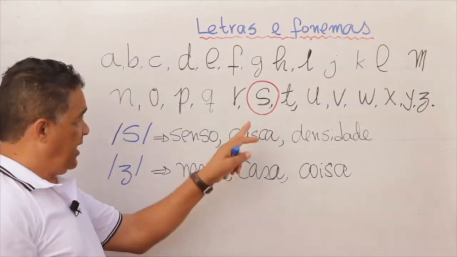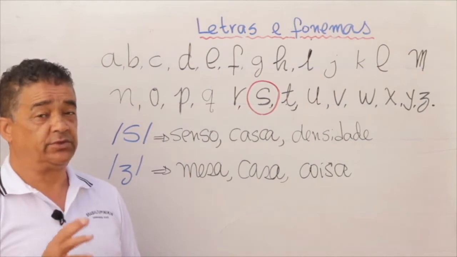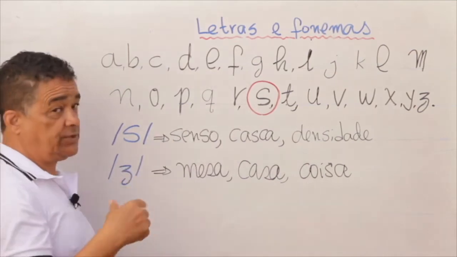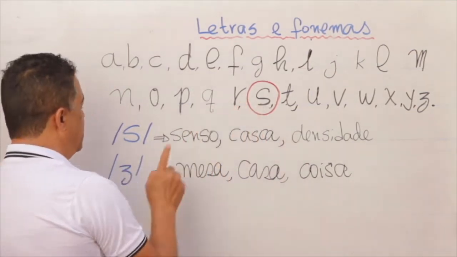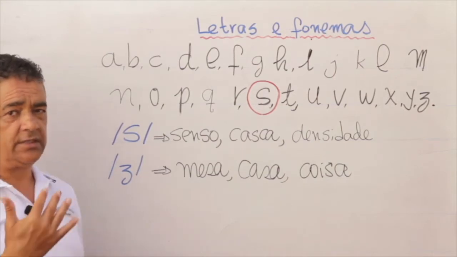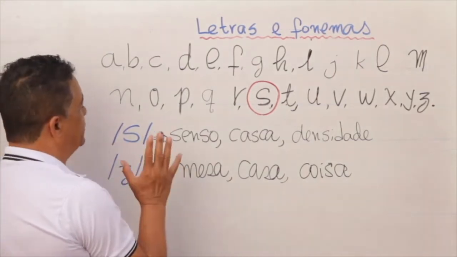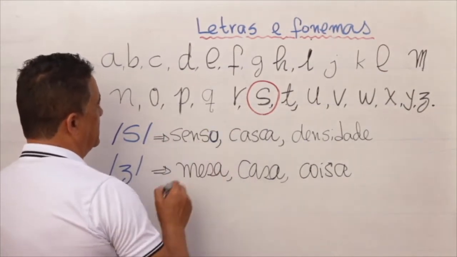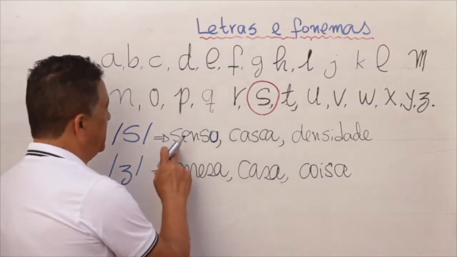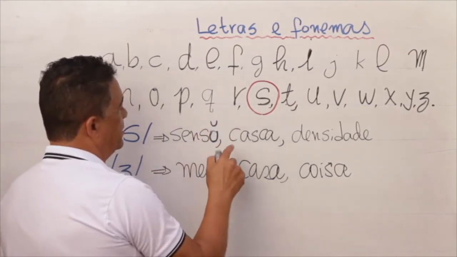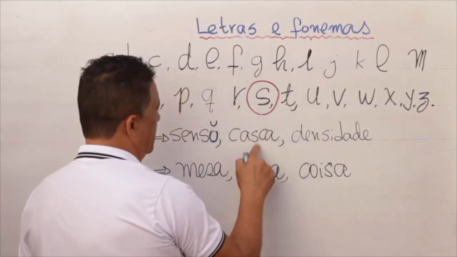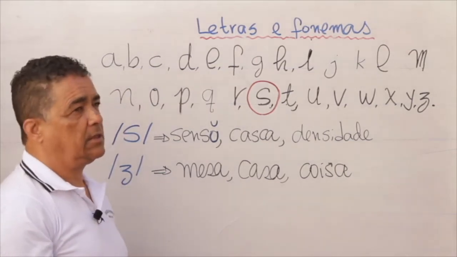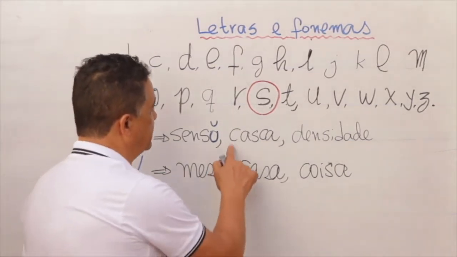In Portuguese, the letter S has two phonemes or two sounds. It functions as an S, or it has the sound of z. As an s phoneme, we have senso, which means sense, common sense, for example. Casca, that means peel, orange peel, onion peel. Casca.